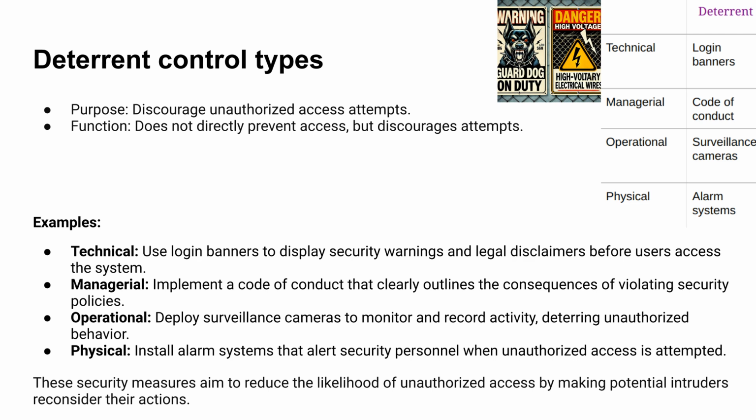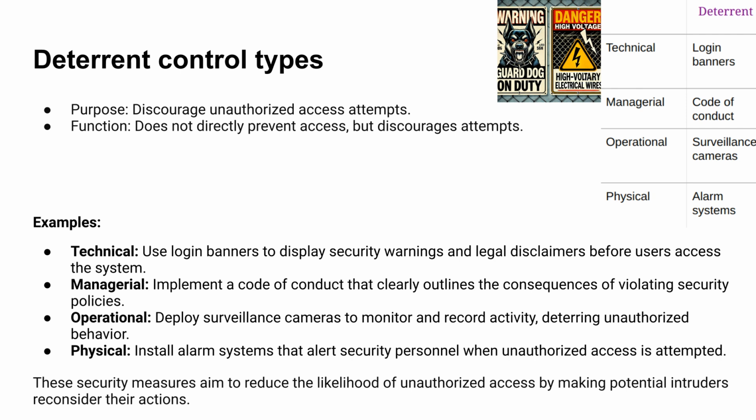While deterrent controls may not physically prevent access, they are vital in influencing potential intruders to think twice before attempting unauthorized actions. These controls create a psychological barrier that can effectively discourage unwanted activities. For example, when users log into a system, they might encounter a login banner displaying security warnings and legal notices, signaling that unauthorized access is not tolerated.